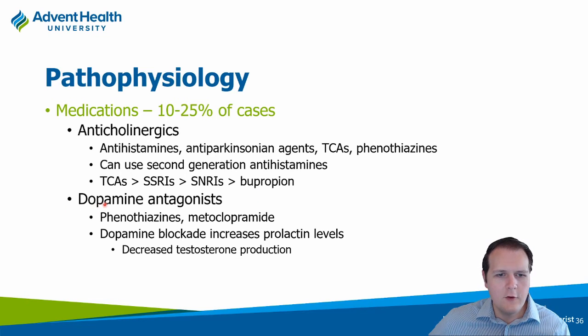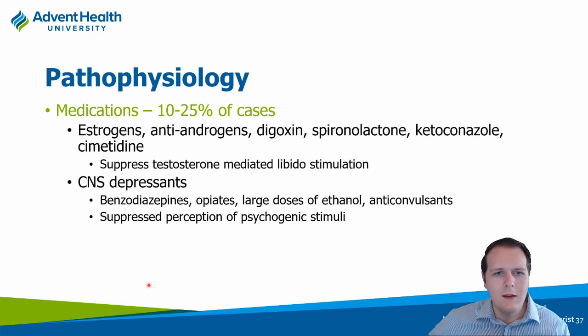As I mentioned, dopamine antagonists like your phenothiazines all can lead to decreased activity of dopamine. Also, having high prolactin levels makes it more difficult to achieve an erection, and that also can affect your testosterone levels as well. Again, it's important to screen for medications to see if there's anything that could be contributing to their issues. Things like anti-androgens or estrogens can all be playing a role here as well. These can help to suppress testosterone levels, leading to decreased libido.